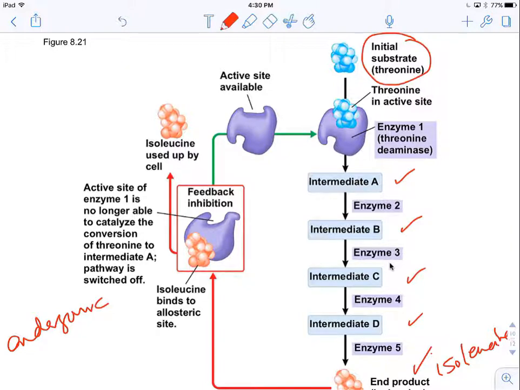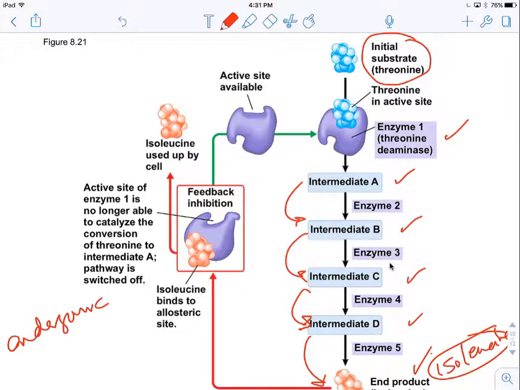So the first enzyme takes threonine and turns it into some intermediate, the second enzyme turns it into another intermediate, the third enzyme, and so on, until we have our end product, which is isoleucine. Now, the cell only needs a certain amount of isoleucine at any one given time. Because this pathway takes energy, we don't want to just keep making isoleucine day in and day out. Once we have enough, we want to shut the pathway down to conserve energy.